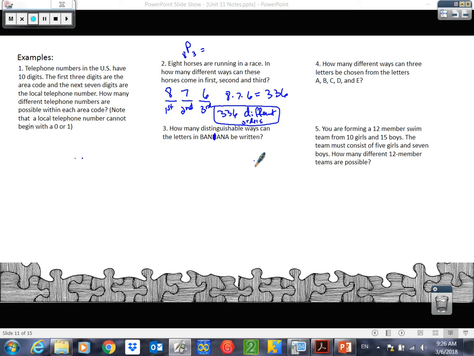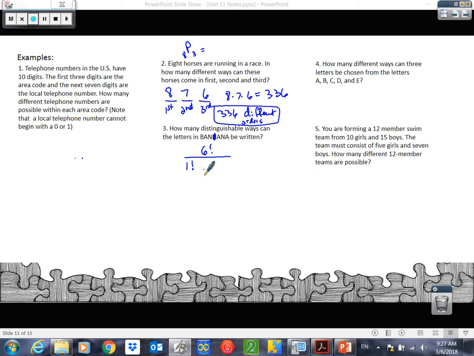So the first thing I need to do is count how many letters we have that we're ordering. 1, 2, 3, 4, 5, 6. I have 6 letters that I'm ordering. And so that's what goes in the numerator, 6 factorial, because that's the number of letters that I am putting in order. Now in the denominator, typically there is a space for every single letter. So how many B's are there? There's 1 B, so that'd be 1 factorial. You can see why we normally don't write 1 factorial, because it's just a 1.